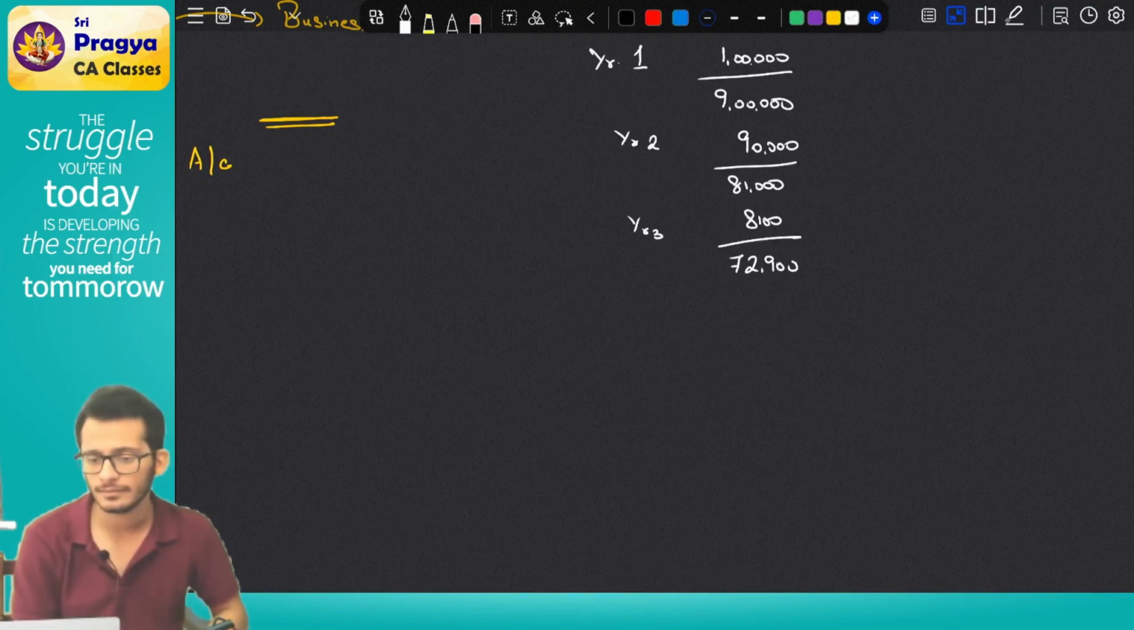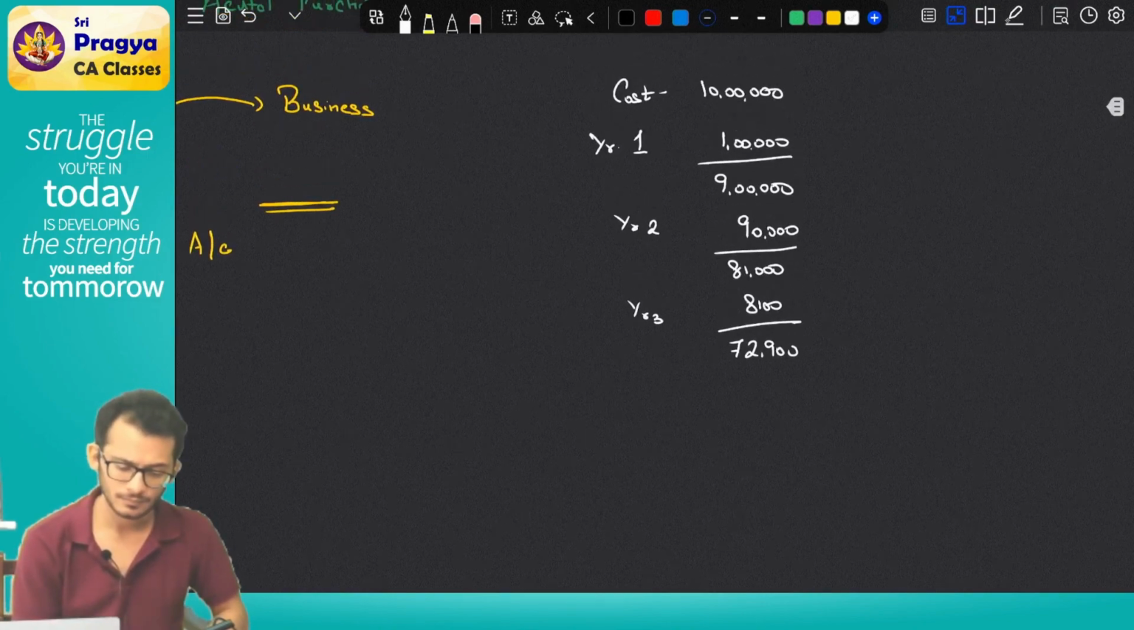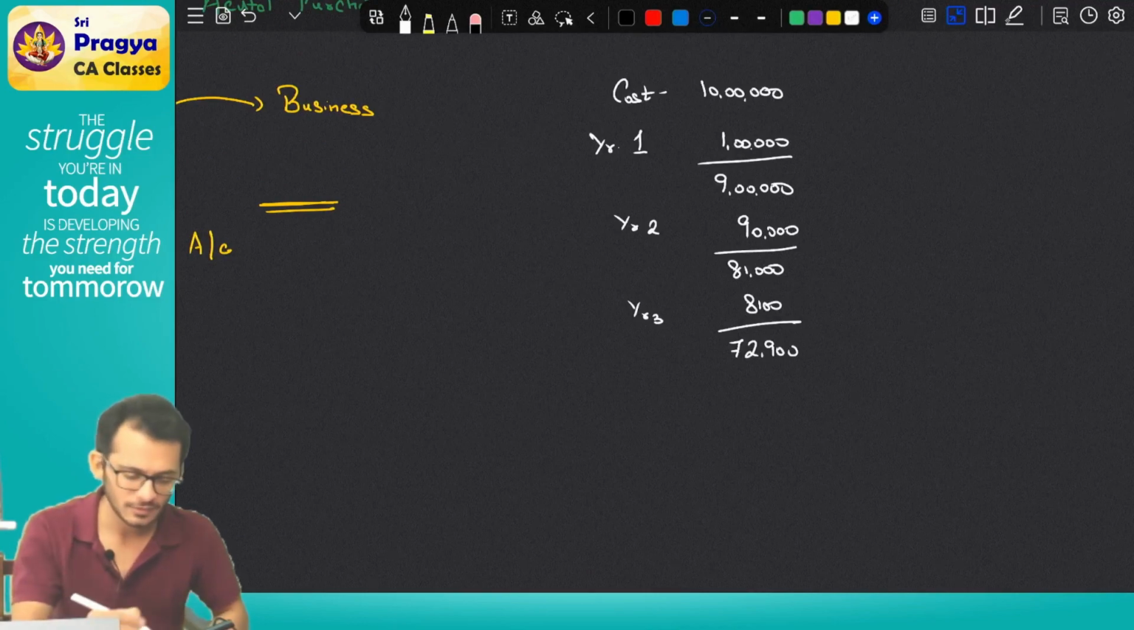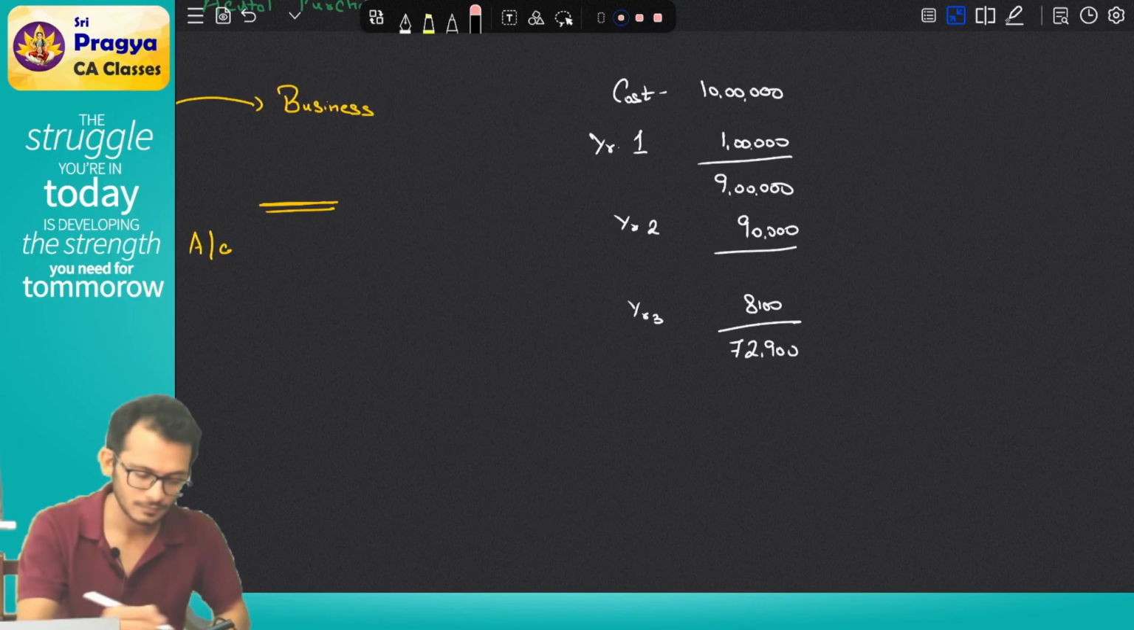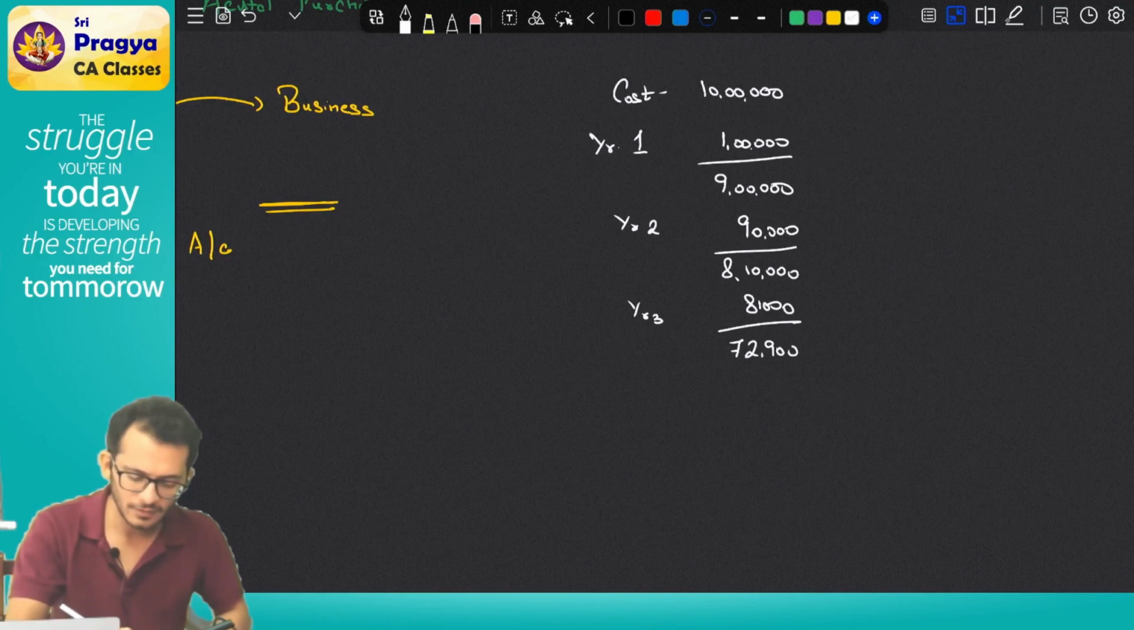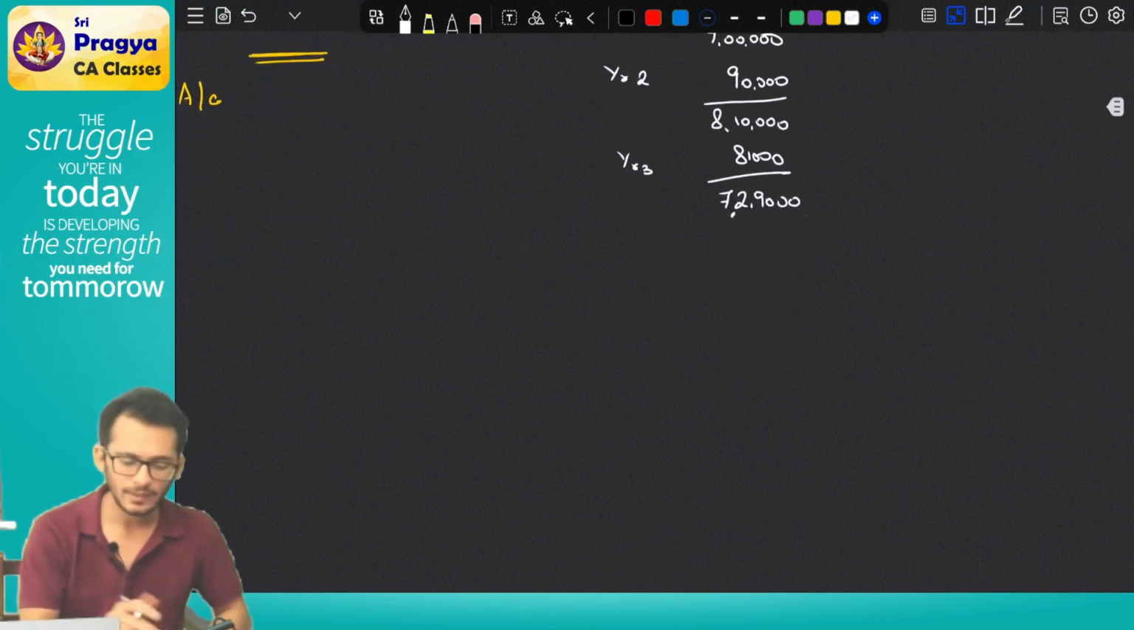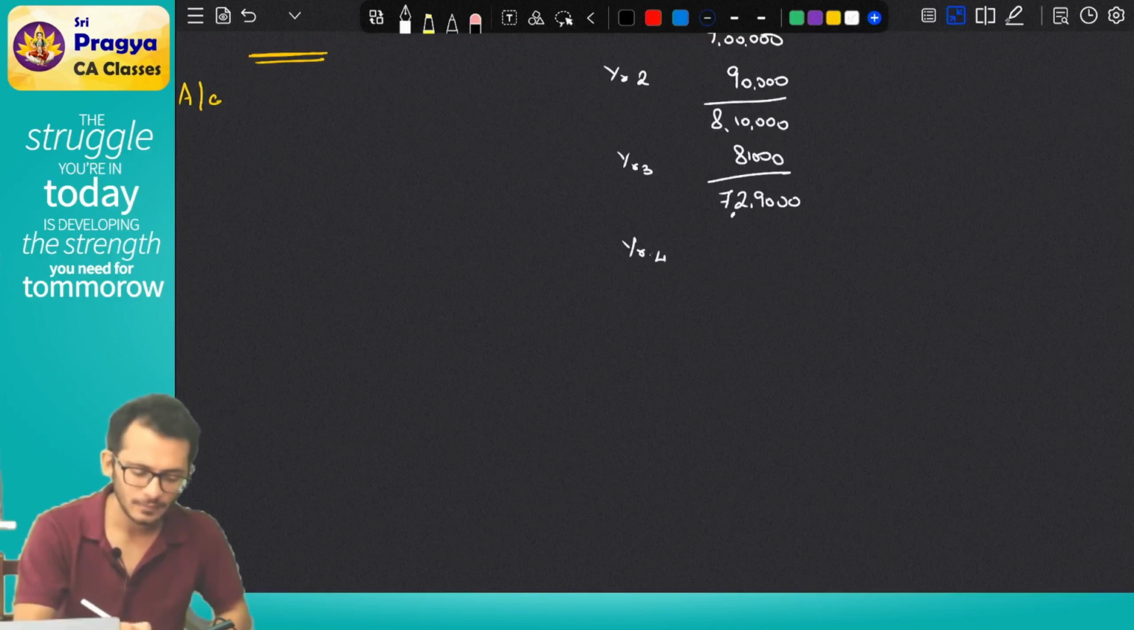72 or 73? Check. I think it's 72. Eight lakh 10,000. Sorry. It is 8 lakh 10,000. This will become 81,000. Therefore, this will become 7 lakh 29,000. Year 4. Give me the WDV directly in the calculator. 6 lakh 56,100. Year 5.